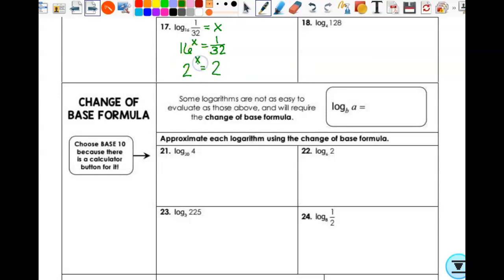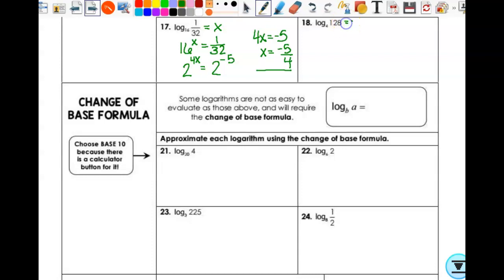I've got something that goes before the x. 2 to what power gives me 16? 4. And then here, I know this exponent has to be negative. 2 to what power gives me 32? 5. So that means that I get 4x equals negative 5. X equals negative 5 over 4. We good?